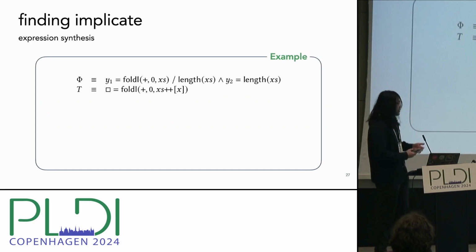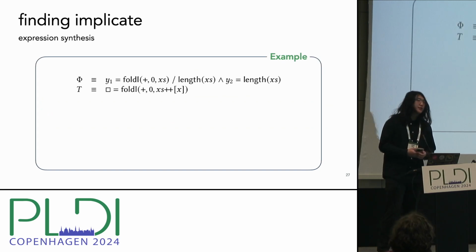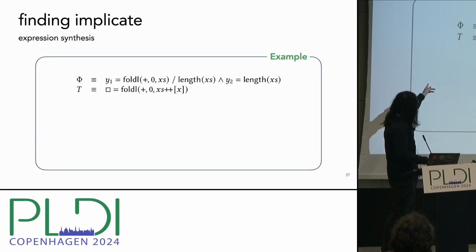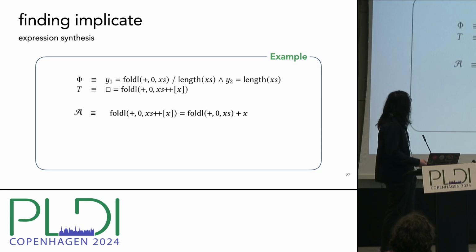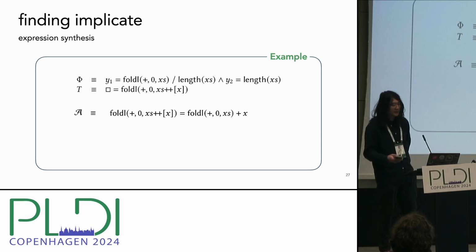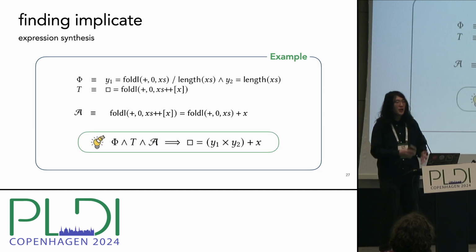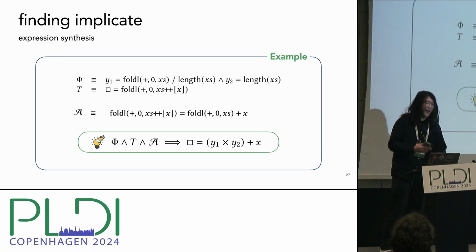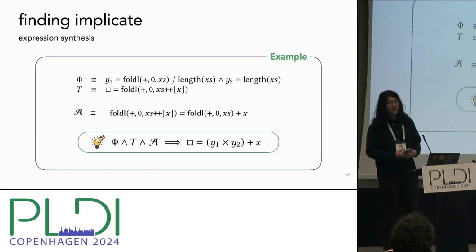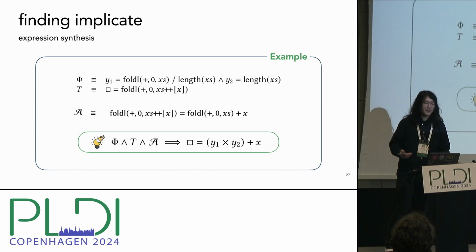Here's the concrete example. So phi is the relational spec we inferred from the input program. T is the specification for the synthesis task. A is the definition for fold left instantiated on plus. So we found that the conjunction of phi, T, and A actually implies the online expression. So we are down here, that's nice.